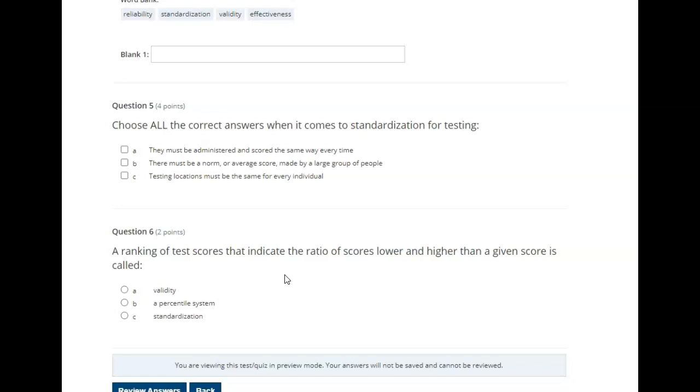A ranking of test scores that indicate the ratio of scores lower and higher than a given score is called A. Validity. B. A percentile system. C. Standardization.